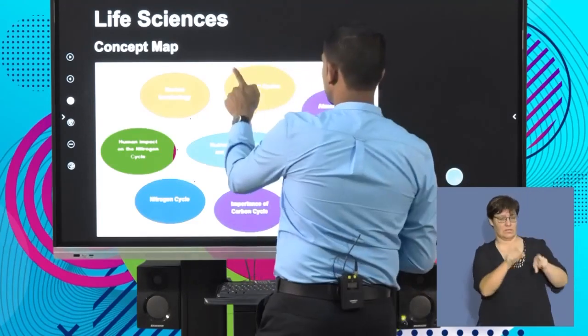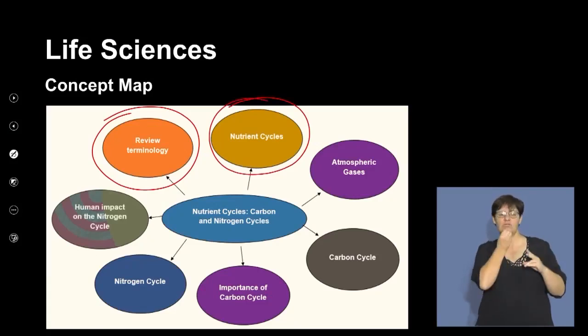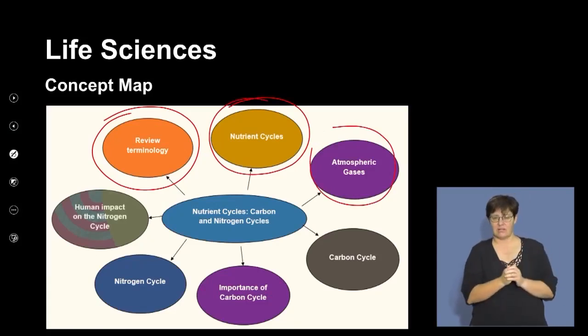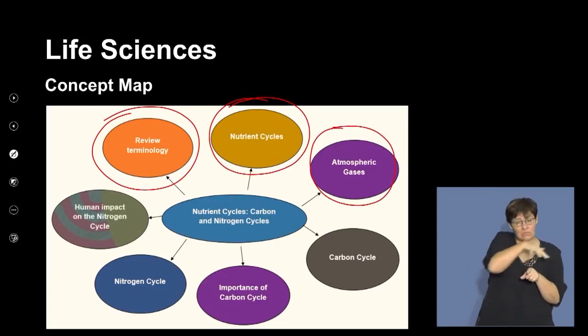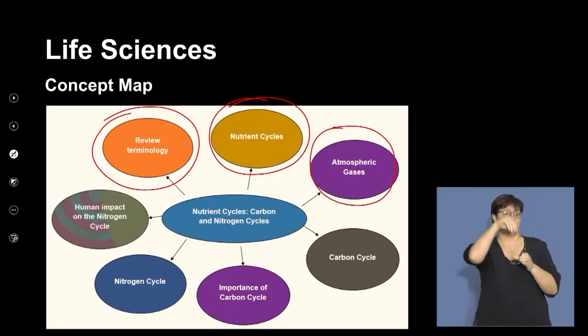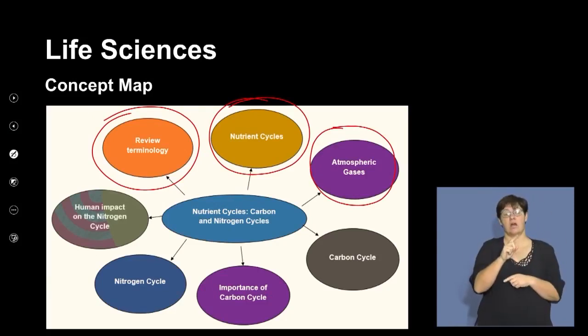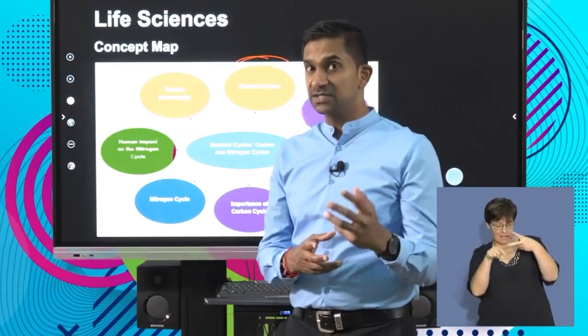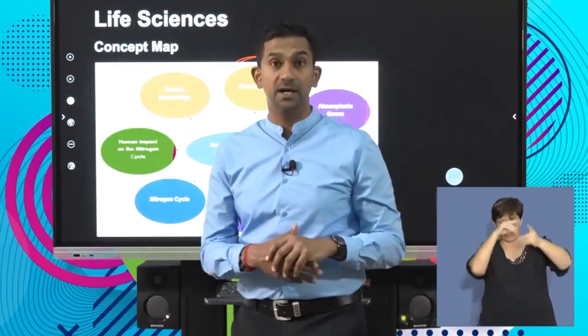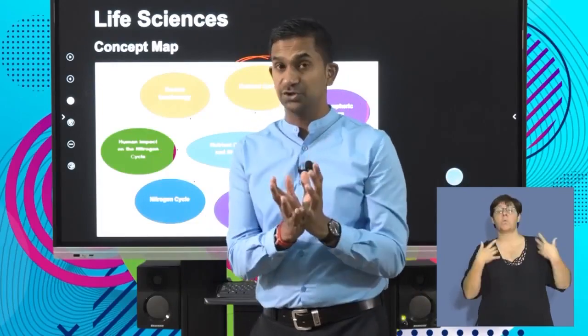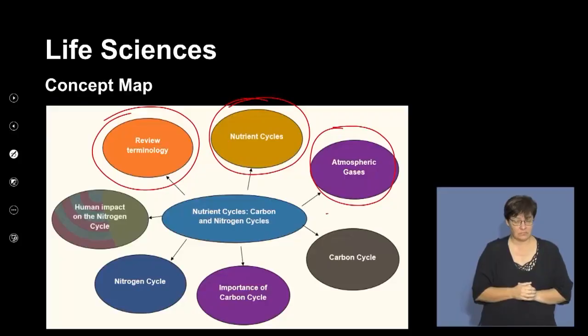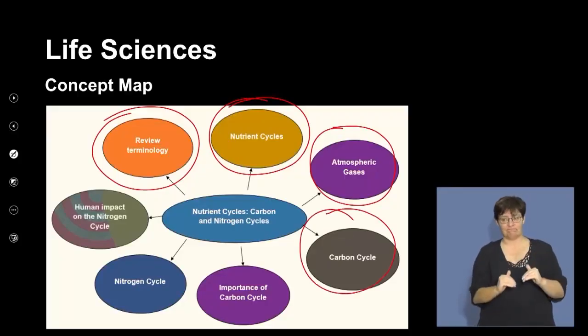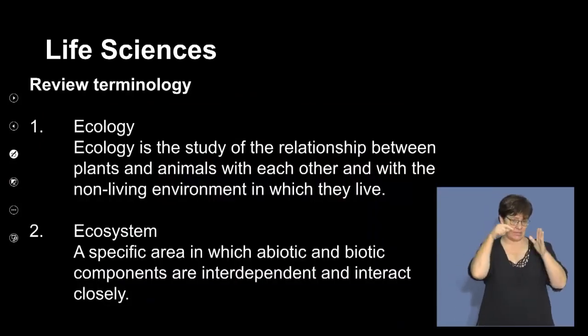We also spend some time talking about what nutrient cycles are, and then we're going to look at some of the important atmospheric gases, especially when we come to the nitrogen and the carbon cycles. We know that the atmosphere consists of gases, of which nitrogen and carbon are a significant portion. And then we'll get straight into the carbon cycle. So let's look at some terminology that is important.